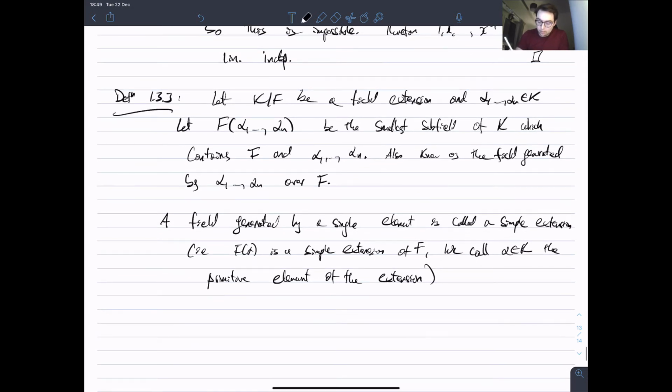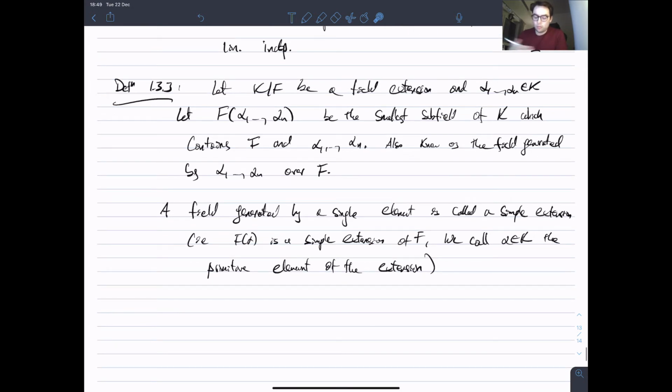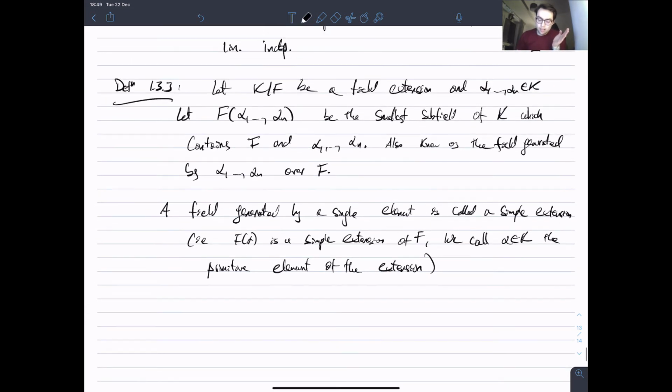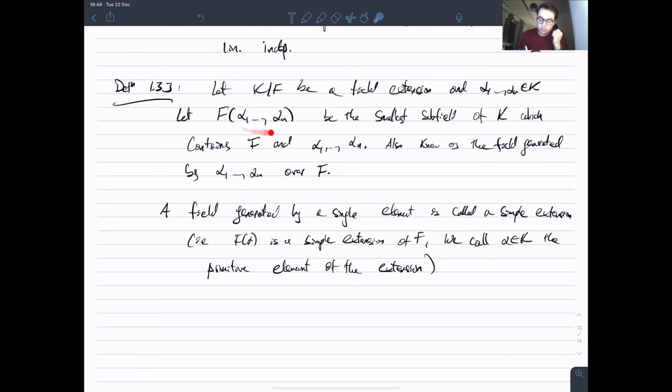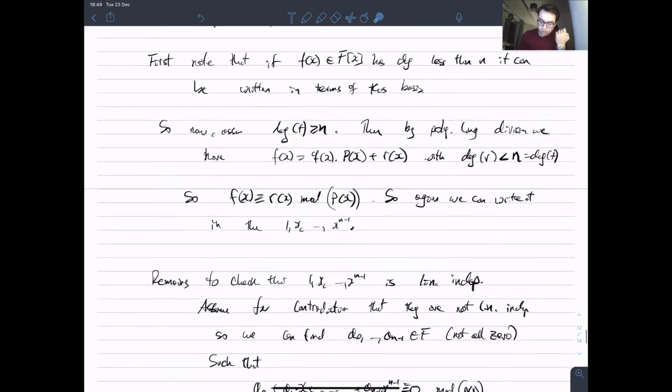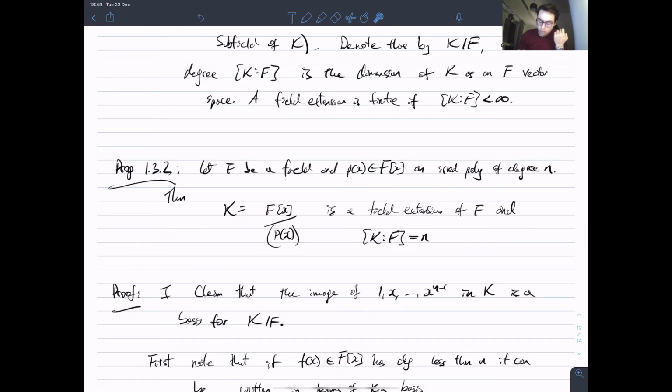So I take a single element, say alpha, and I make this field F(alpha). This is called a simple extension of F, and the element alpha that I've taken is called the primitive element. It's the one that I'm using to generate my new field. Now here is one of the more important results that we have. We're linking these sorts of fields where I've joined a bunch of elements with these fields where we divide by some polynomial.